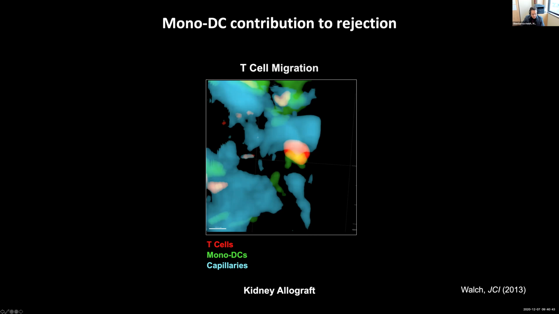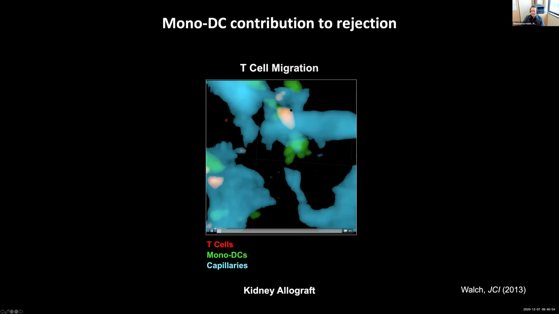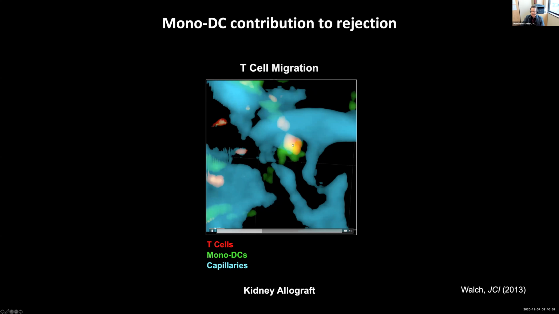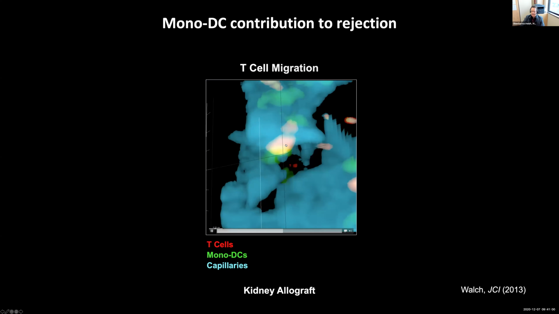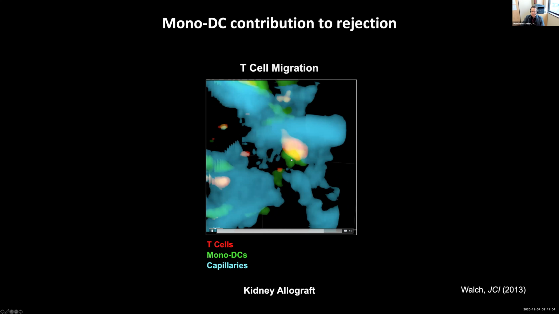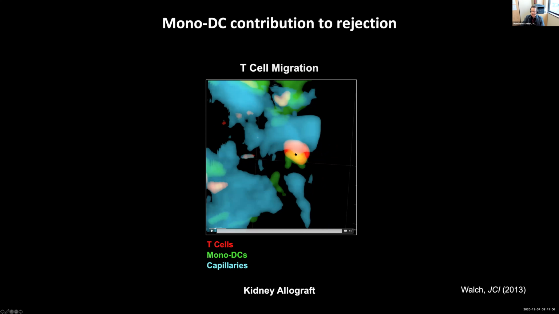I think I have to switch back to replay this. They're responsible for causing T cell migration through the capillary into the graft tissue. You can see here the red T cell that is contacting the mono-DC and then extravasating into the graft tissue, where it's then still in contact with the dendritic cells and it can exert effector function.